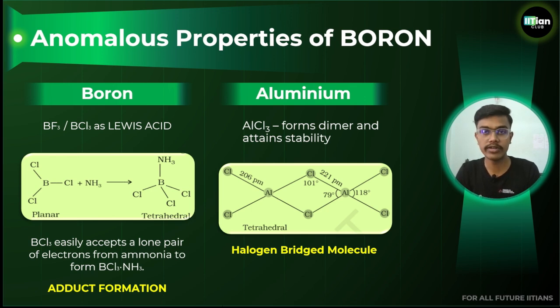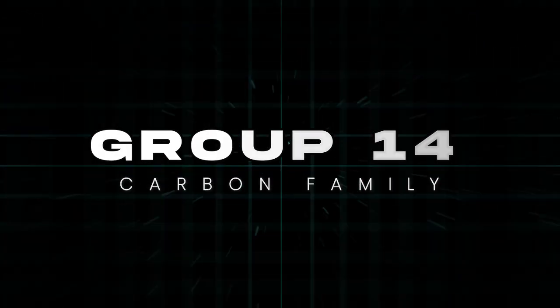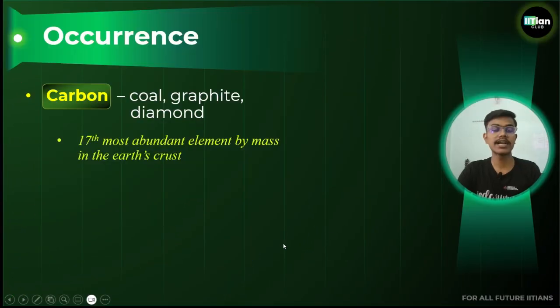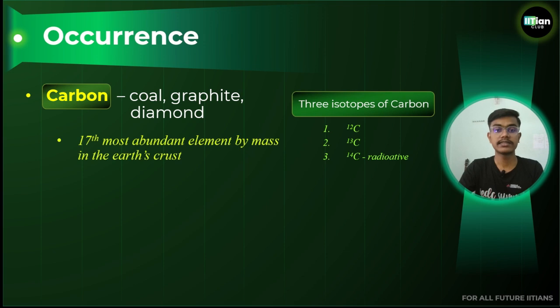Next, we have group 14. We will begin the discussion of group 14 with their occurrences. Carbon occurs as coal, graphite and diamond, and it is the 17th most abundant element by mass in the Earth's crust, and it has 3 isotopes, carbon 12, 13 and 14, and carbon 14 is a radioactive isotope.